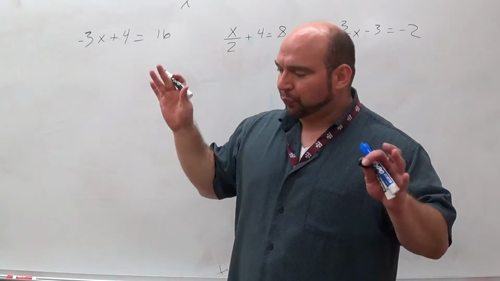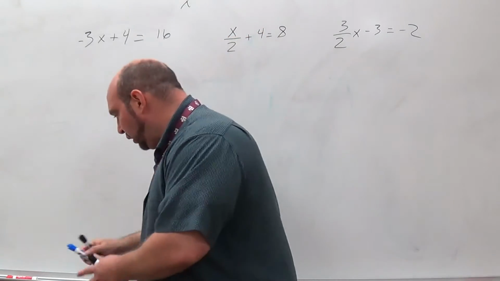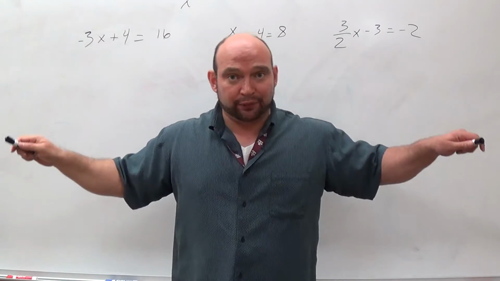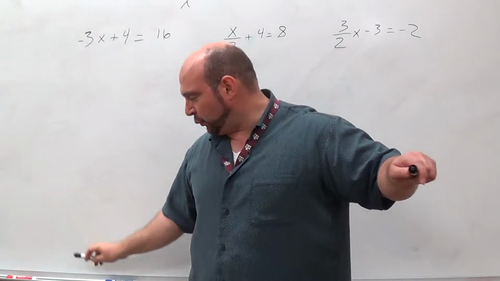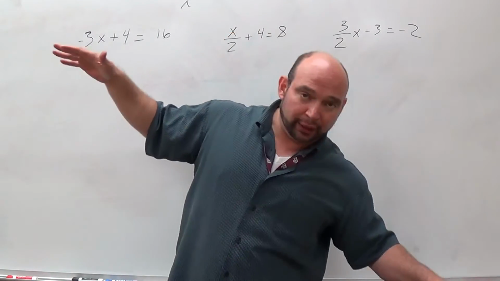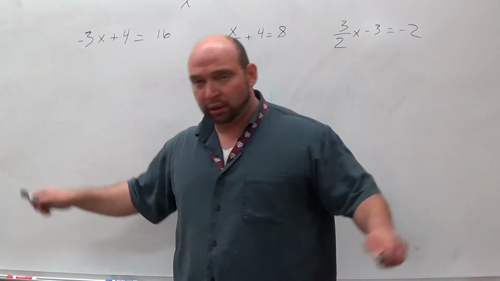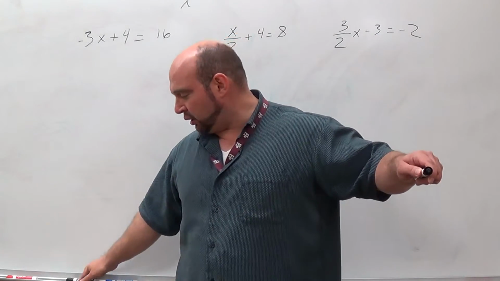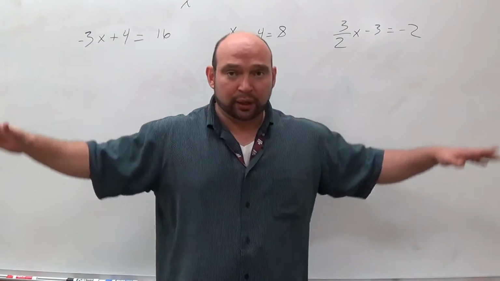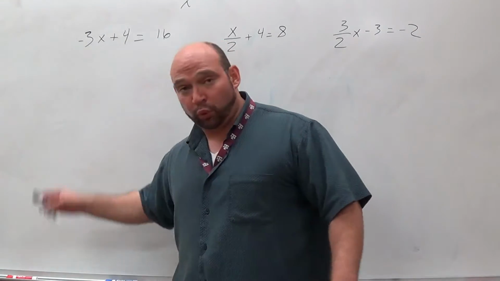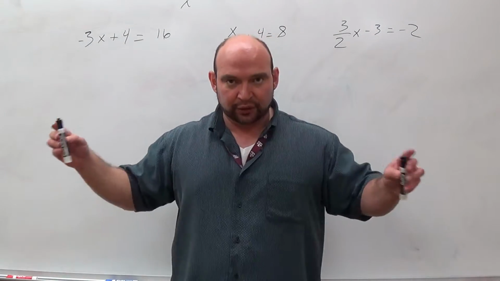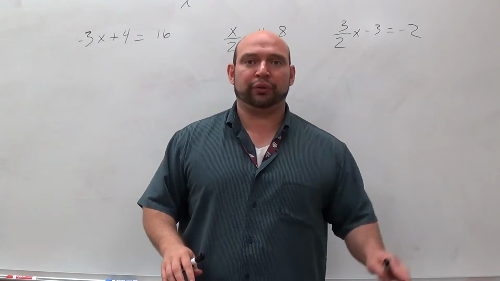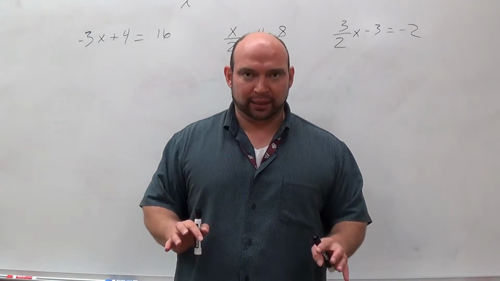If I think of it in terms of me holding these two markers, if I'm holding the two markers up, I'm balanced. If I put one down, then I'm unbalanced. If I pick one up, I find my balance again. If I drop one and I drop the other, I'm balanced. If I pick up one, I have to pick up the other to maintain balance. So what I do to one side of the equation, I have to do on the other side of the equation to maintain the balance, okay?